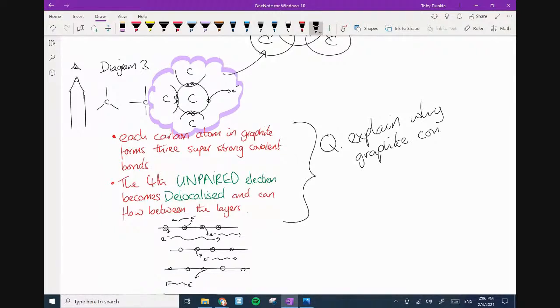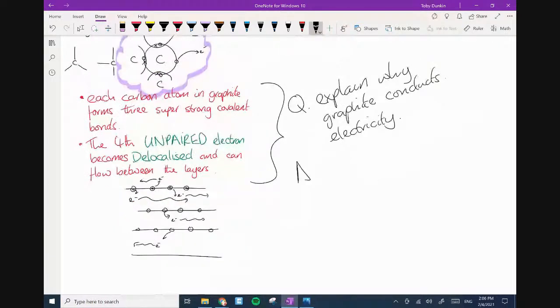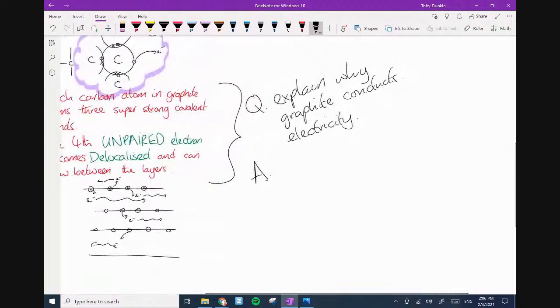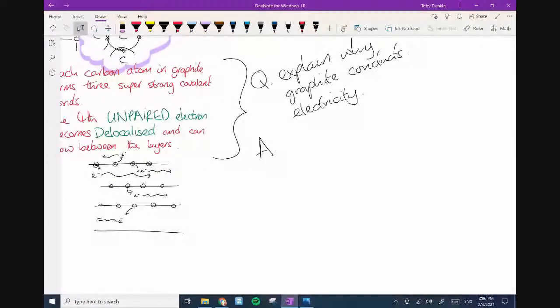Conducts electricity. And the answer is each carbon atom forms 3 covalent bonds. The 4th unpaired electron becomes delocalized and can flow between the layers. It's really cool. Graphite's amazing.